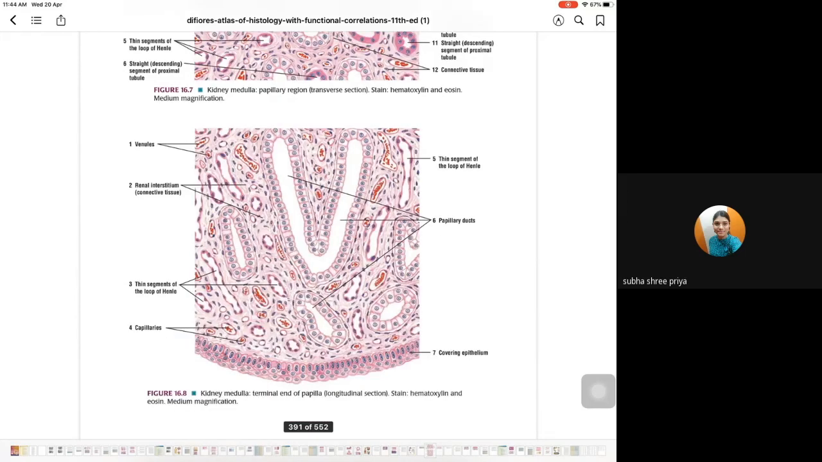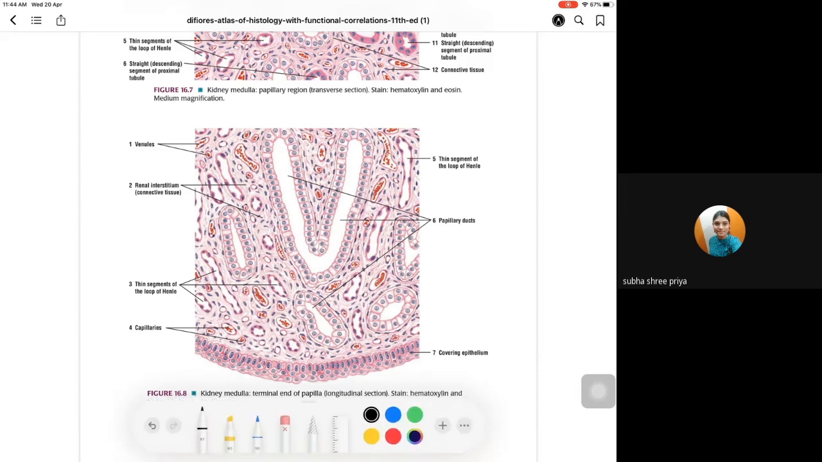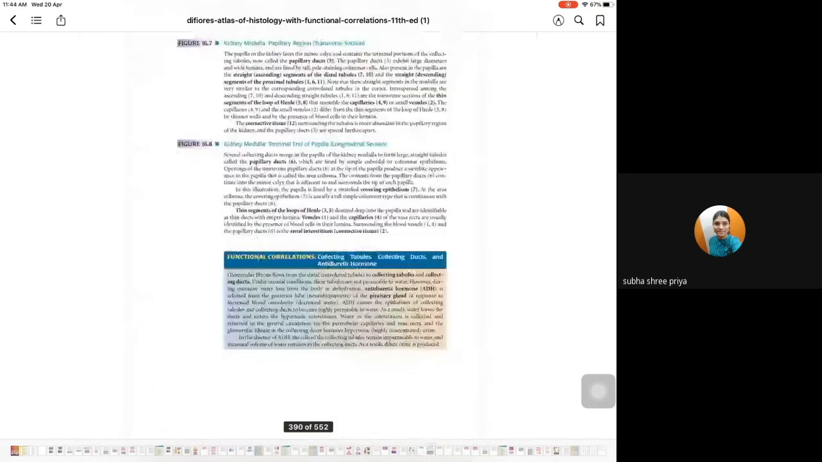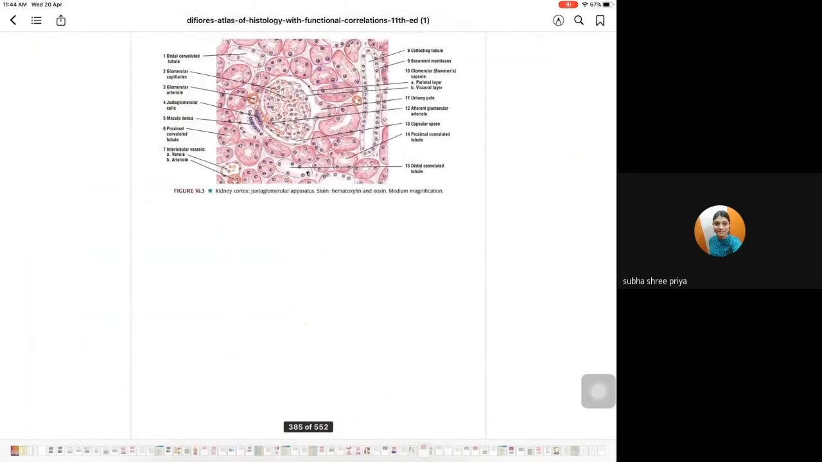Figure 16.8, kidney medulla, terminal end of papilla, longitudinal section, stain of hematoxylin and eosin. On medium magnification, you are seeing venules, renal interstitium, connective tissue, thin segment of loop of Henle, capillaries, thin segment of loop of Henle, papillary ducts, and covering epithelium. What do you think about covering epithelium, ma? Do you want to give any other name for that? It's like a urothelial cell. Very good, ma. You see more interstitium in the medulla. Just imagine this picture and then I will go to the cortex. You never see that much of connective tissue in between here.